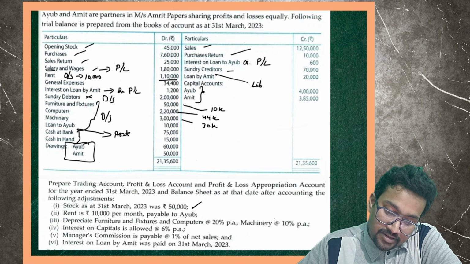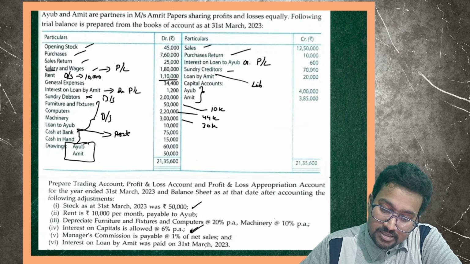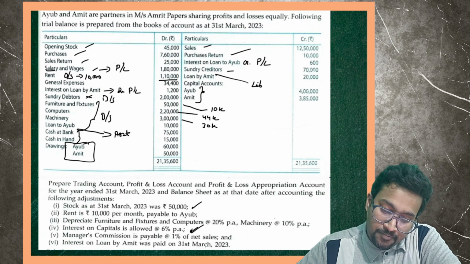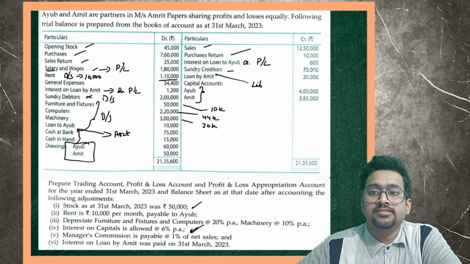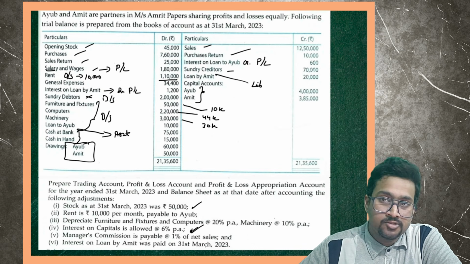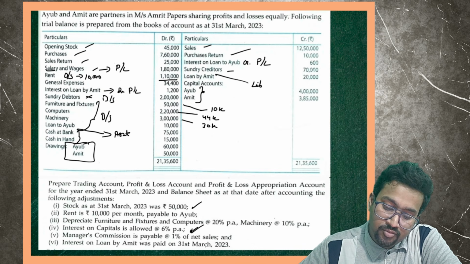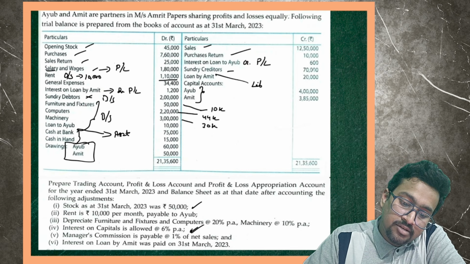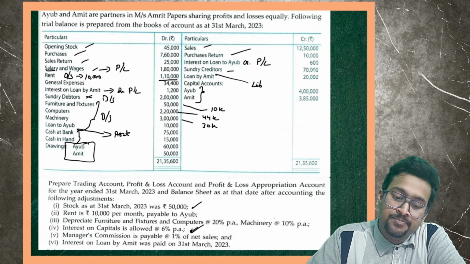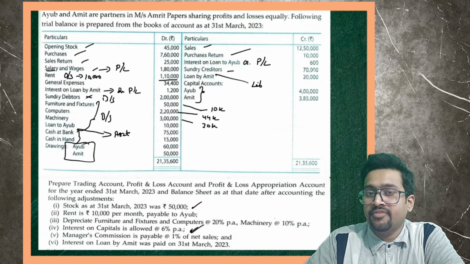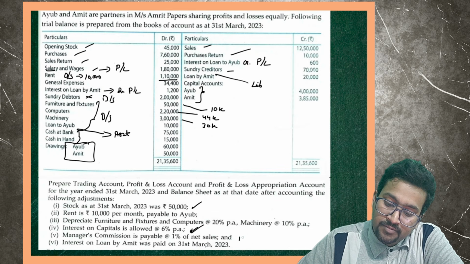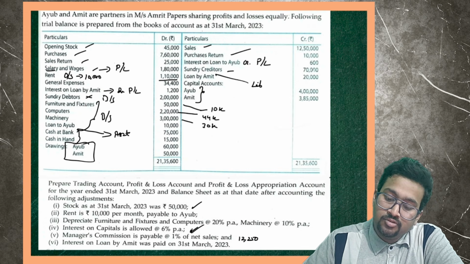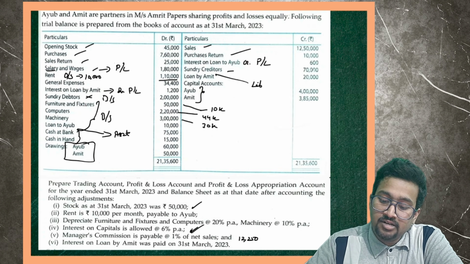Okay, then interest on capital is allowed. We'll see, this one is very important from the class 12 point of view. Manager's commission: again, the manager is an employee, not a partner, so nothing special, the normal treatment, 1% of the net sale. So sale we have 12,50,000 and sales return we have 25,000, means net sale is 12,25,000. So 1% of that means 12,250. So this amount will be the manager's commission that will be written in the PL account.